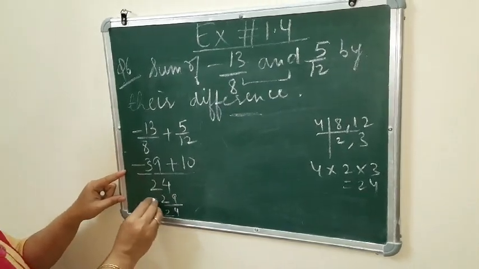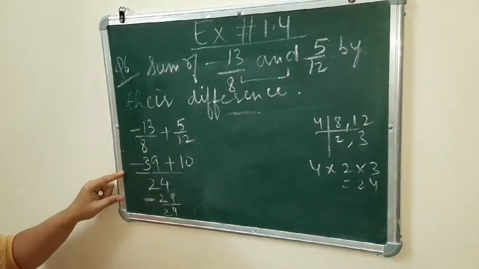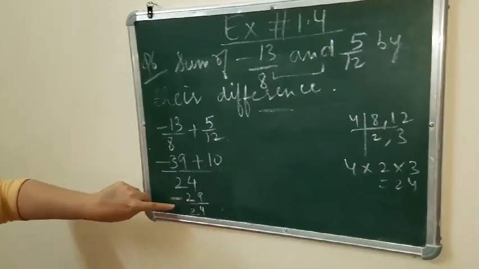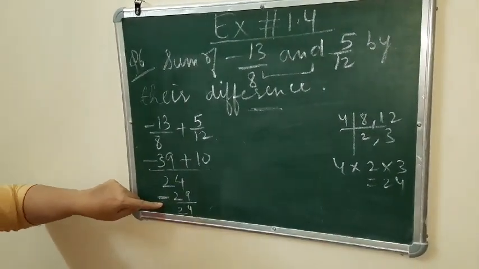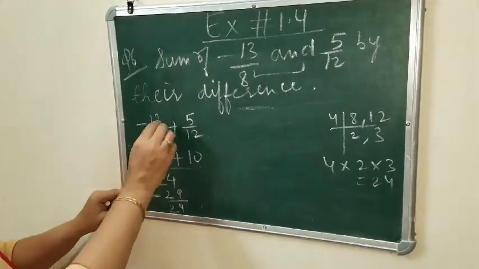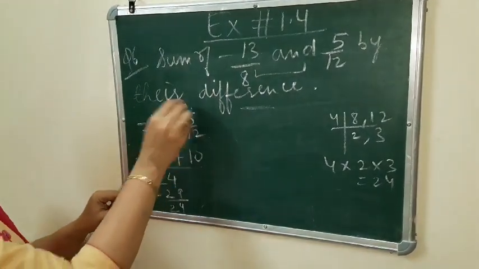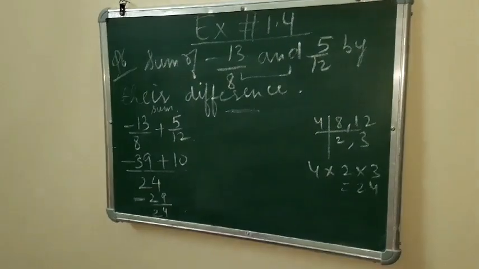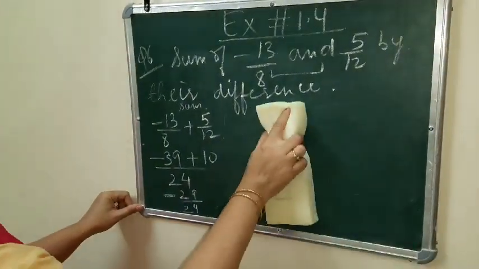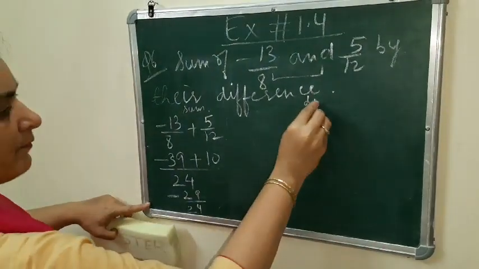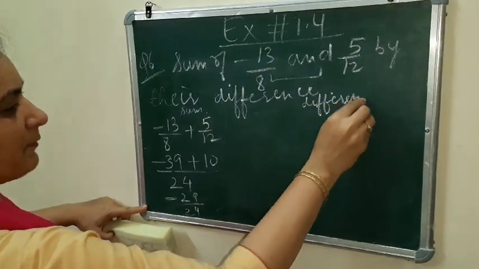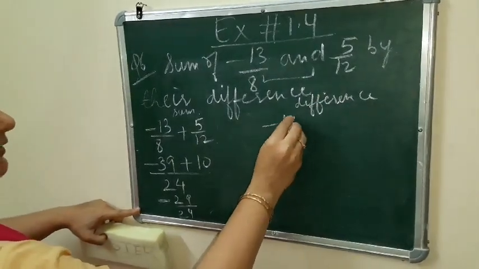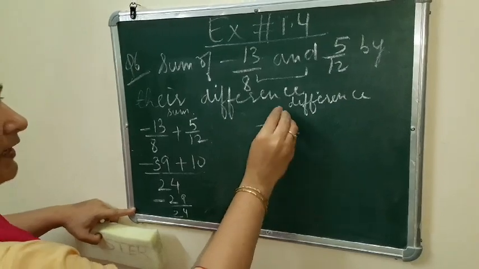Again be careful about the sign. The greater number is having negative sign. So your answer will be in negative. Minus 29 upon 24. So we have found the sum. Now we have to find the difference of these two numbers. So for difference, we will subtract both the numbers. Minus 13 by 8 minus 5 by 12.